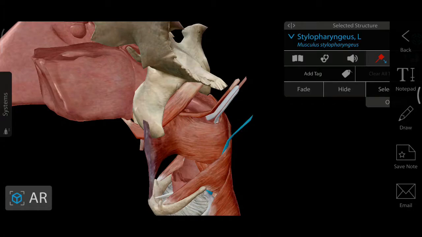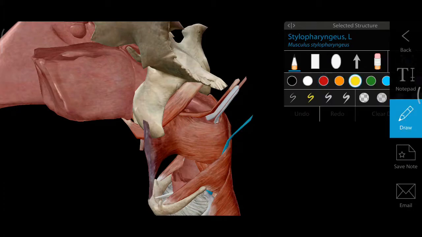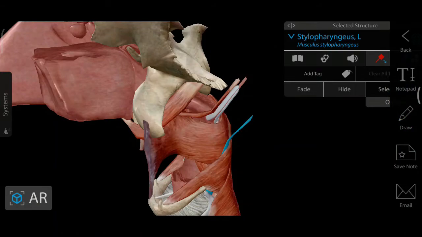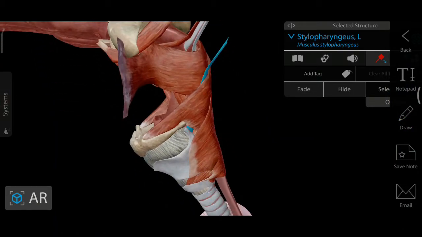So we have two structures passing between the superior constrictor and the middle constrictor. The second structure is the glossopharyngeal nerve. The glossopharyngeal nerve will come like this and it will go like this. So this is the glossopharyngeal nerve. So we have two structures between the superior constrictor and the middle constrictor. The first one is the stylopharyngeus muscle, as you can see here, and the second one is the glossopharyngeal nerve.